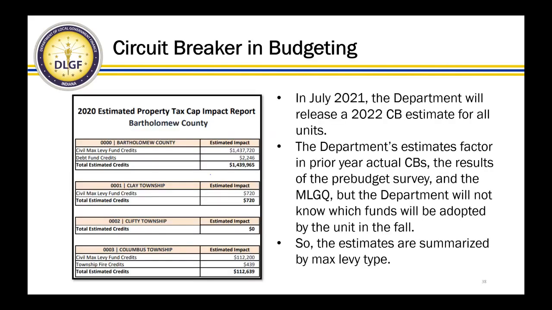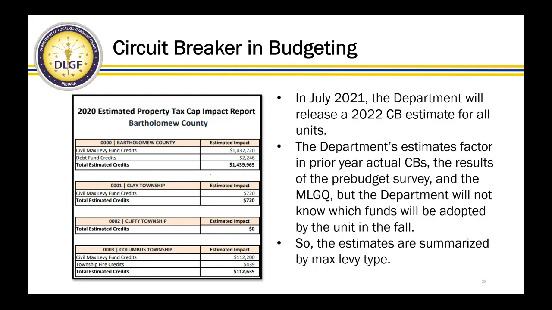Now, when the department is putting together its estimates, and we're going to release these in the next 3 months, we're going to reach to as many factors as we can to make this determination. What your circuit breaker has historically been, we're going to take a look at the results of your pre-budget survey. We'll factor in the max levy growth quotient so that we can try to come up with an estimate of what we think your circuit breaker is going to be. What we're looking at in the picture on the screen is how that information is presented. In July, when we're posting this report, we can't tell how many funds you're going to levy against, right?